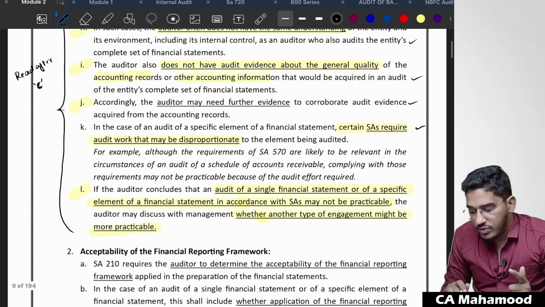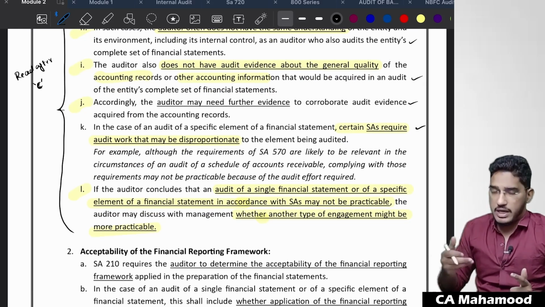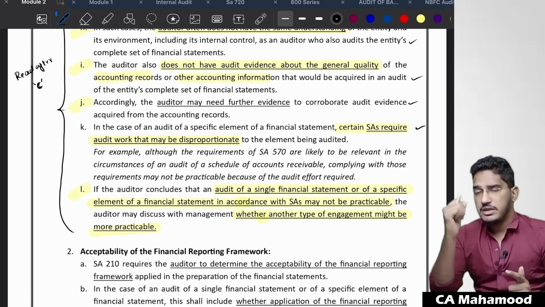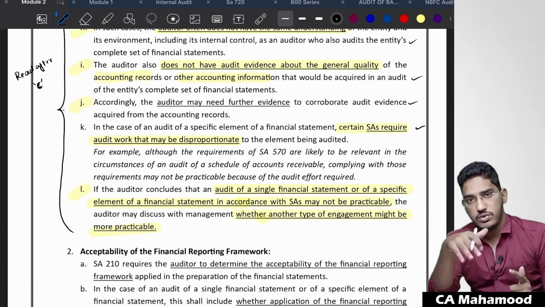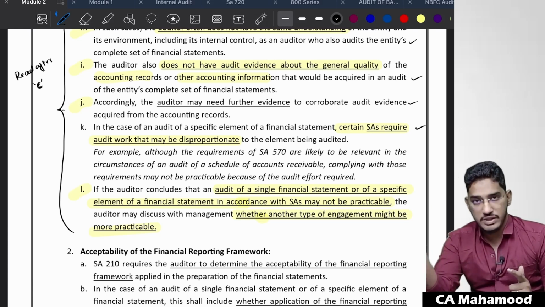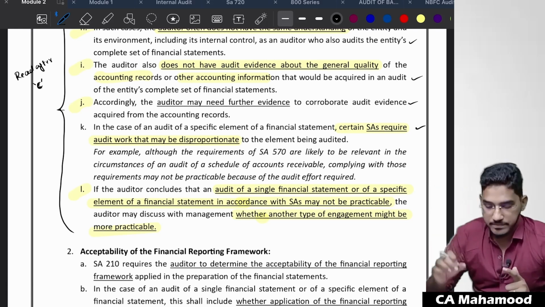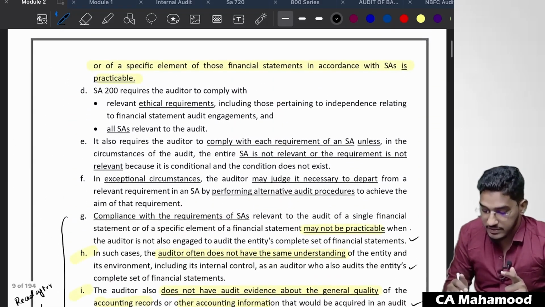If you have finally decided no, it is not practicable, what will you do? Discuss with the management and agree with them on some other form of engagement where you as an auditor also will be able to do your work and management also will get their objective fulfilled. Discuss with them. Understood? Now, what else do they say?